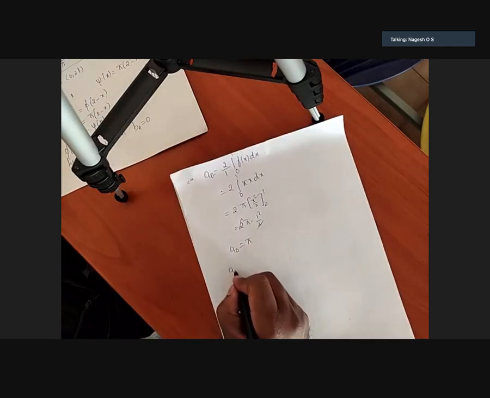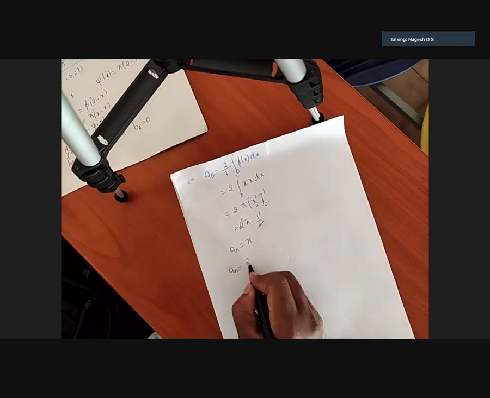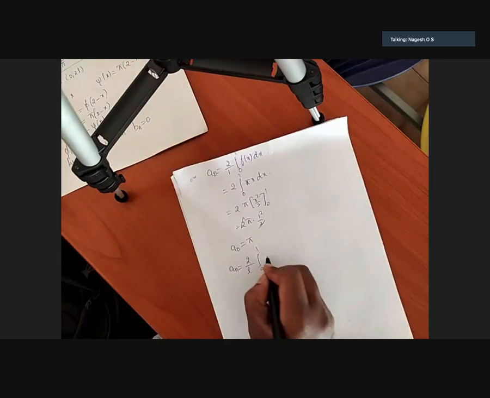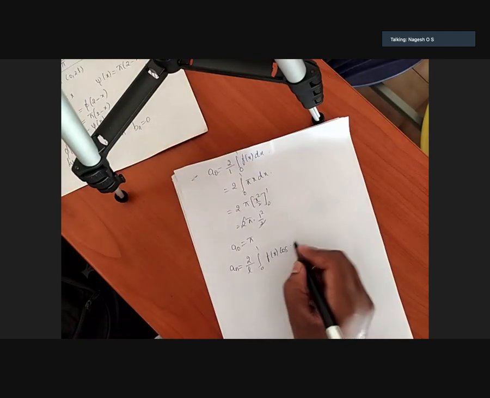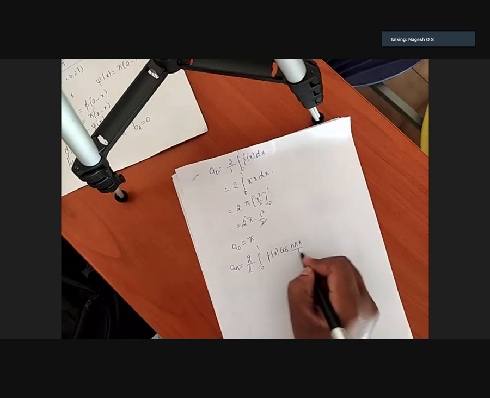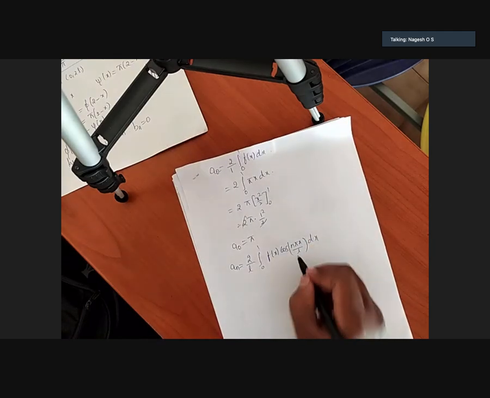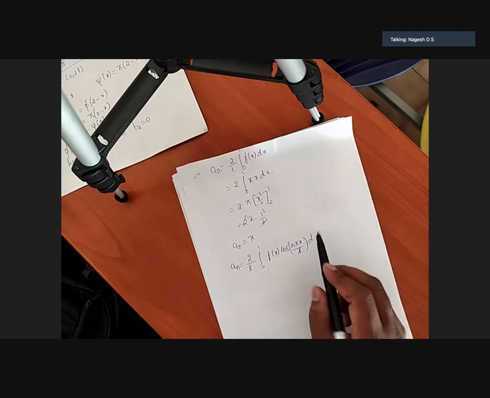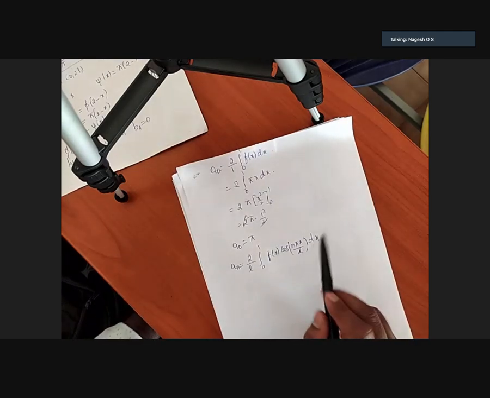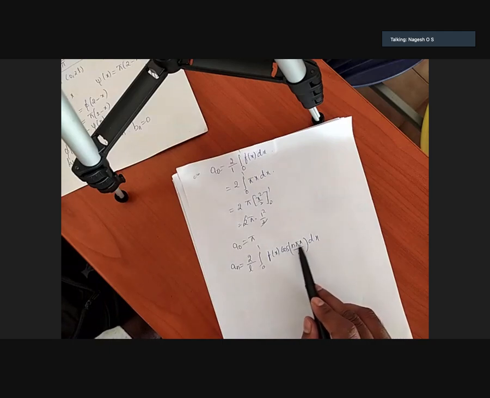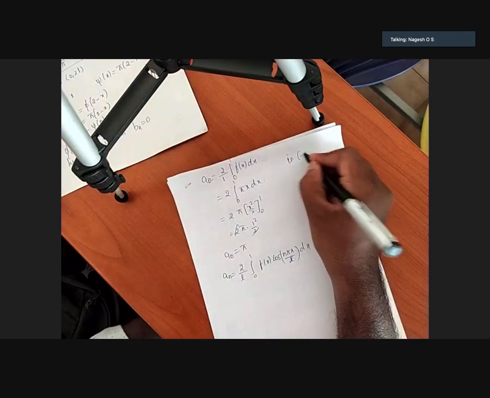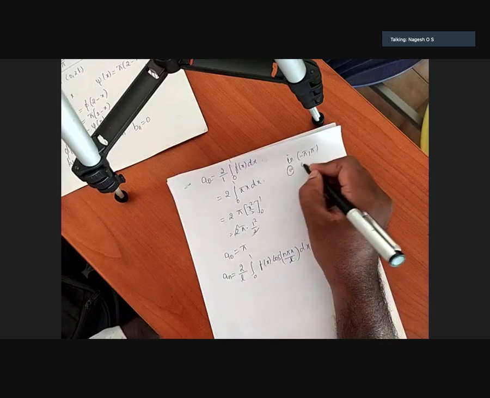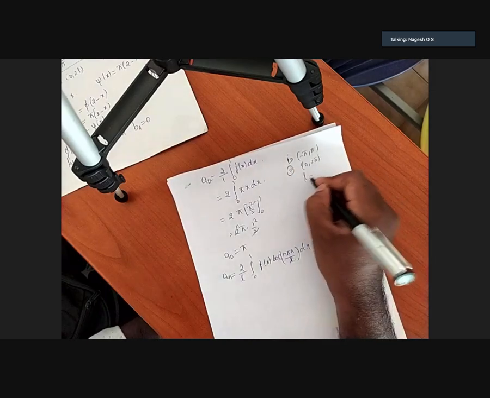Next, An. An is equal to again 2 by L, integral 0 to 1, f of x cos n pi x by L dx. This is the actual formula. In the previous problems, between minus pi to pi or 0 to 2 pi, we used to write just nx. Why? Because in minus pi to pi or 0 to 2 pi, the L value is pi only.